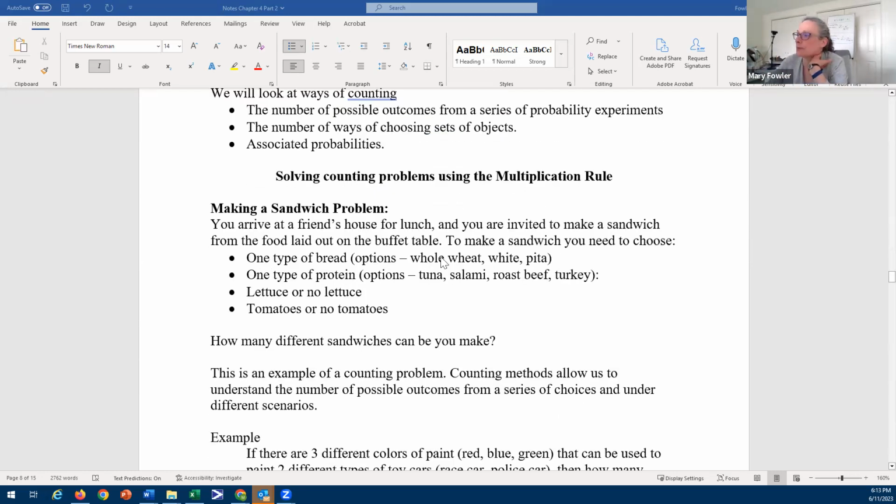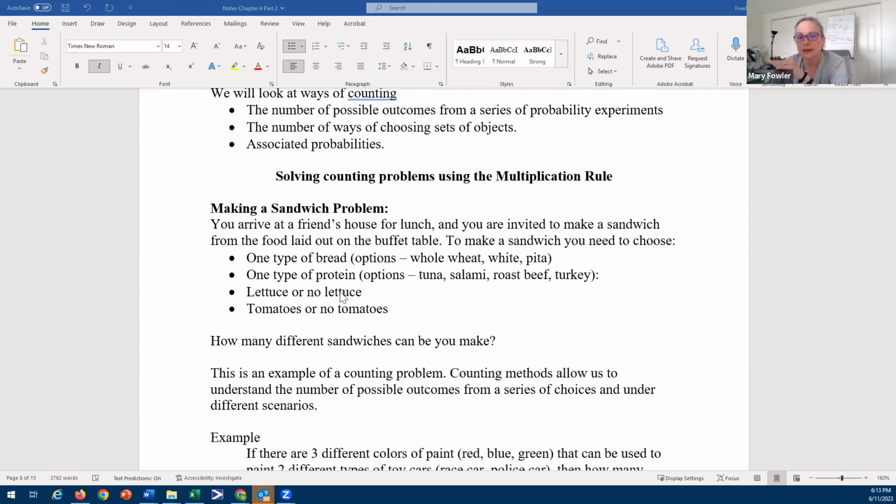So let's consider one problem here. The problem is you're making a sandwich. You arrive at a friend's house for lunch and you're invited to make a sandwich from food laid out on a buffet table. To make the sandwich, you need to choose one type of bread, and there are 3 to choose from: whole wheat, white, and pita. You need to choose one protein, and you can either have tuna, salami, roast beef, or turkey.